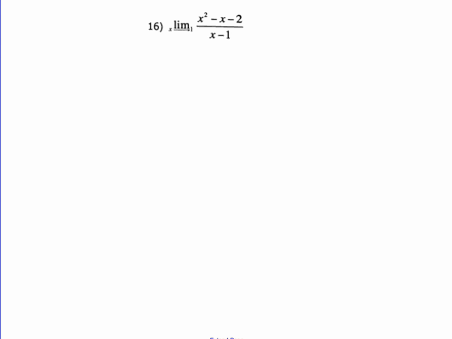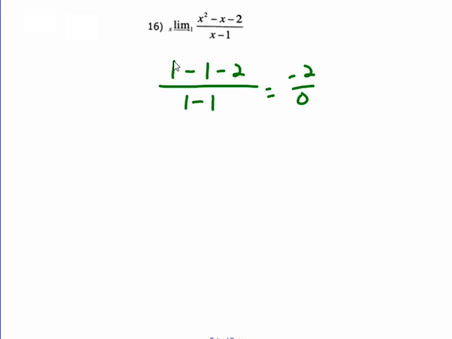All right, so here we are at our friend number 16. Notice our limit is back to a number, so we need to just try hammering that number in. So let's see, 1 squared minus 1. 1 times 1 is 1, minus 1 minus 2. So that's going to be negative 2. And over 1 minus 1, so this is going to be negative 2 over 0.